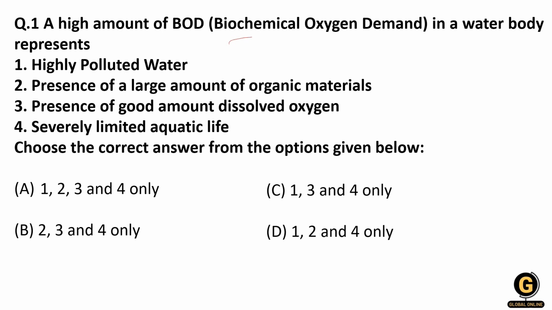A high amount of biochemical oxygen demand in a water body represents what? So students, what is biochemical oxygen demand? It is the amount of oxygen that is required by microorganisms to decompose the organic matter that is present in the water body. So if the biochemical oxygen demand is higher, that means the organic material is higher, and when organic material in a water body is higher, that means that water is polluted.